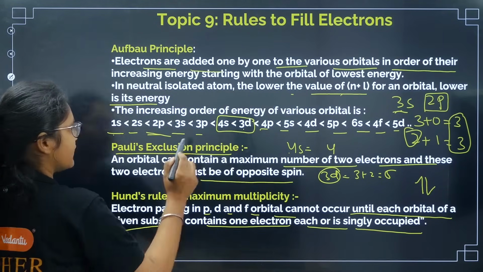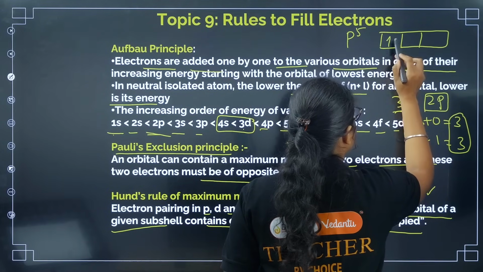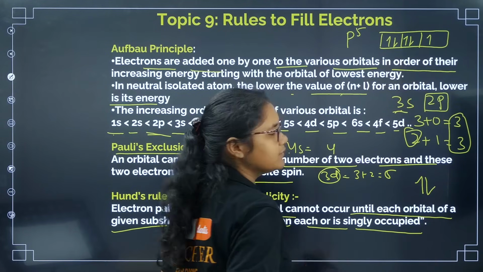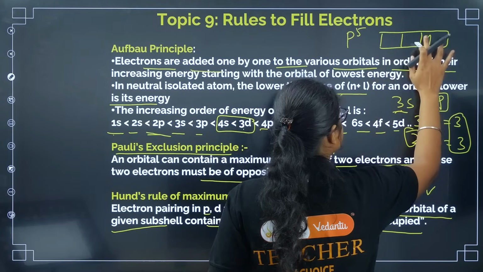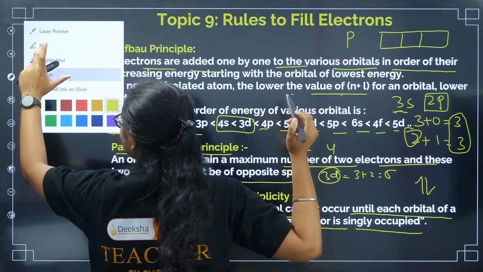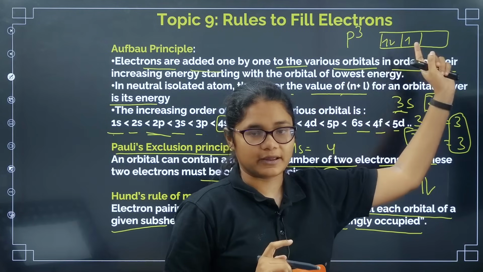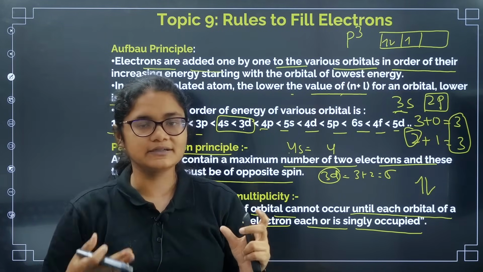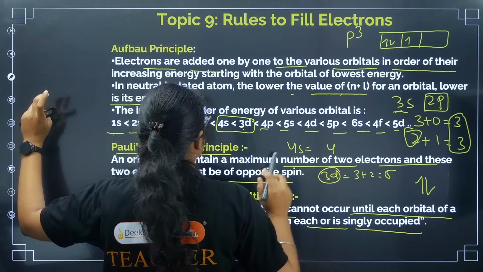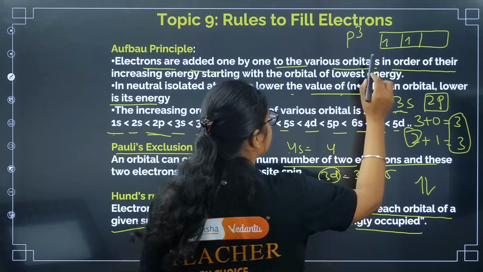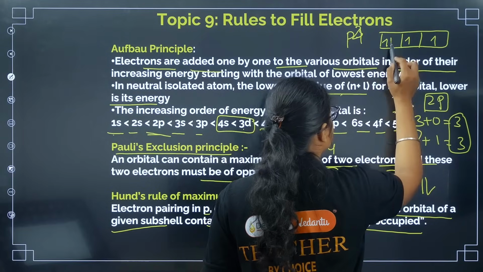Now for example, you want to fill p5. In p there are 3 orbitals. You cannot fill in this way, this is the wrong way of filling. What you have to do is first fill one. Let me take the example of p3 first. If p3 is there, you cannot fill it like this, this is incorrect because one orbital is still empty. So first you have to give 1 electron to each of the orbitals and then pairing of electrons will start. So the correct way is to fill p1, then up to p3 you give 1 electron to each orbital. Now when p4 is there, it will start pairing.